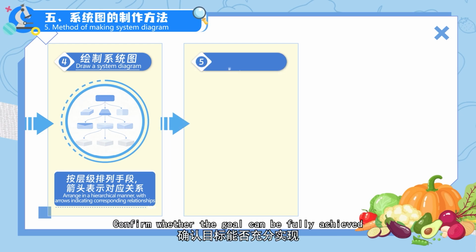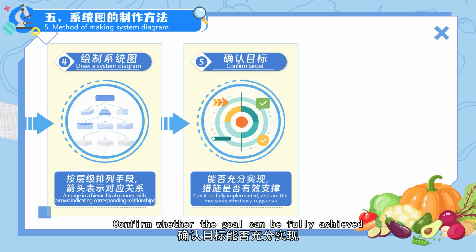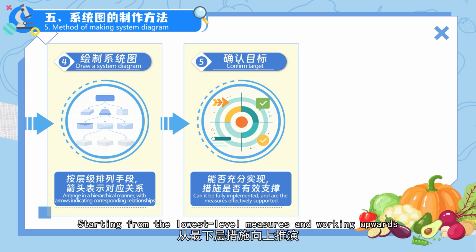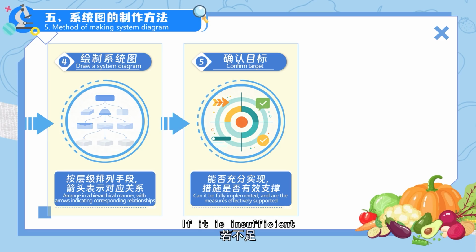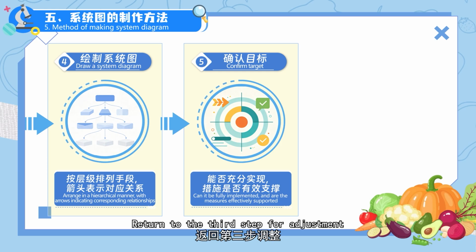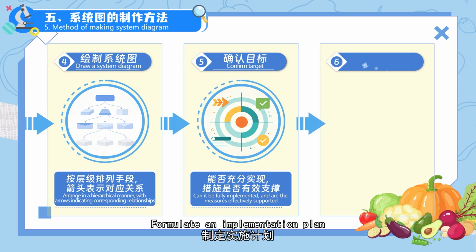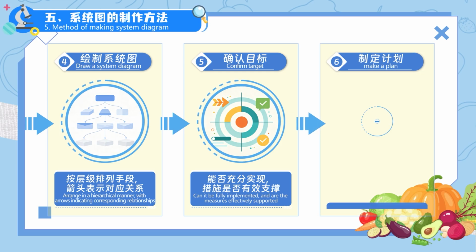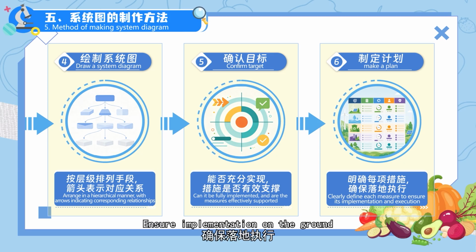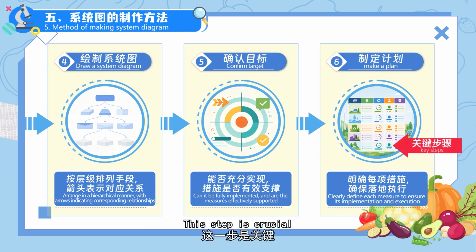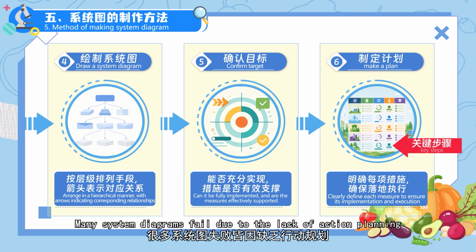Step 5. Confirm whether the goal can be fully achieved. Starting from the lowest level measures and working upwards, check whether each measure effectively supports the upper level goal. If it is insufficient, return to the third step for adjustment. Step 6. Formulate an implementation plan. Clarify the progress, responsible person, and acceptance criteria for each measure. Ensure implementation on the ground. This step is crucial. Many system diagrams fail due to the lack of action planning.